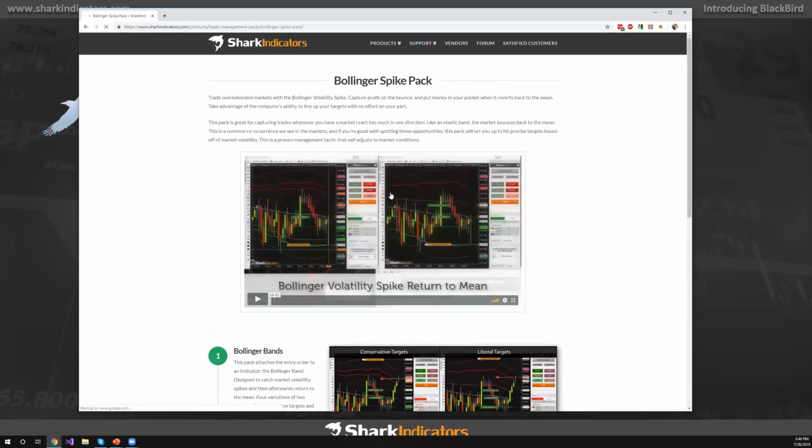And so we do have another pack as well. It's called the Bollinger Spike. This one is a great little example of how to play the Bollinger Bands by moving your stop losses according to an indicator value. And so you can trade this out of the box, or you can use this as an example on how you trail stop losses by indicator value.